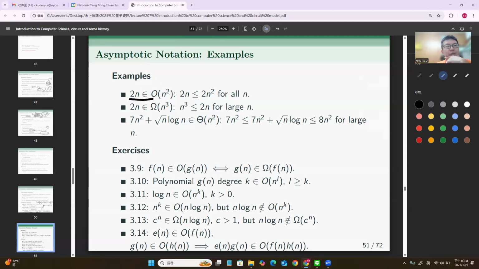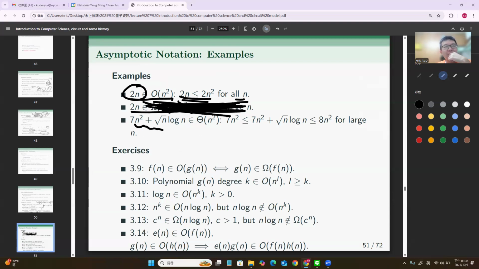So 2n belongs to big O of n squared is trivial, because this is linear, so it's bounded by quadratic, even with a 2 here. 2n is less than 2n squared for all n, which you need to prove. And 2n belongs to omega of n cubed? This is not true. Why is this incorrect?